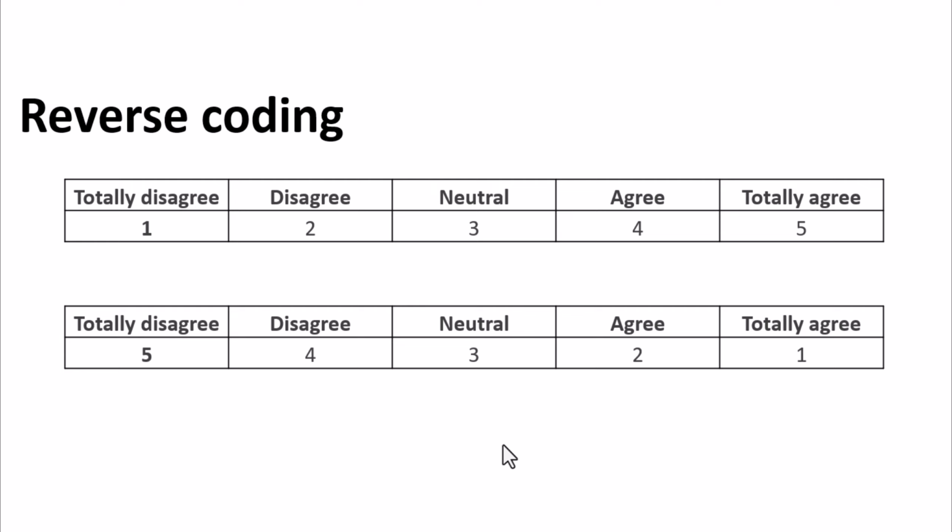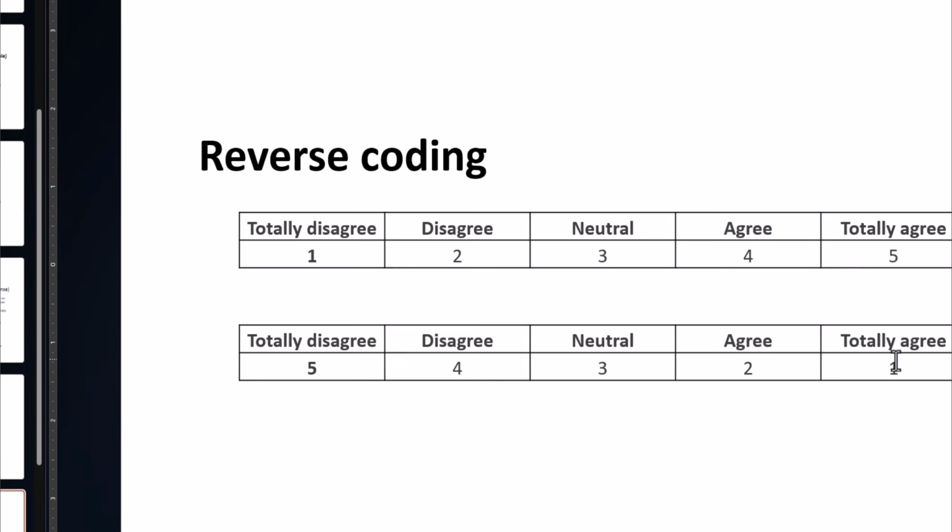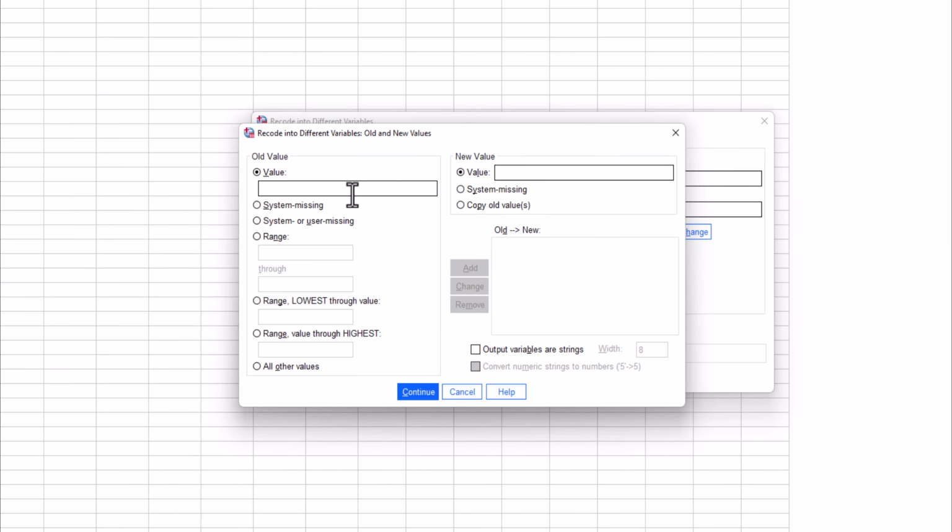There is another example available. When reverse coding, we need to change the order of responses. In this example, totally disagree is 1, disagree 2, neutral 3, agree 4, and totally agree 5. These would become: totally disagree would be 5, disagree would be 4, neutral would remain the same, agree would be 2, and totally agree would be 1.